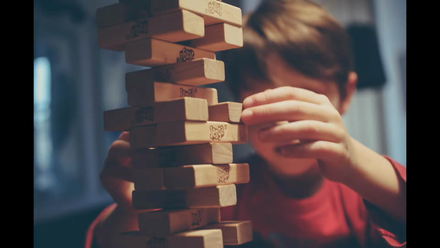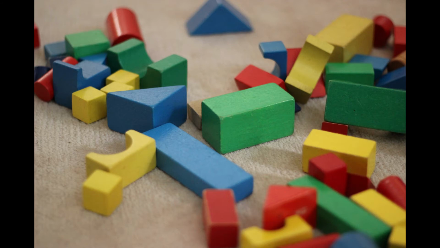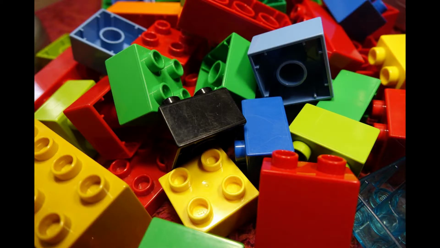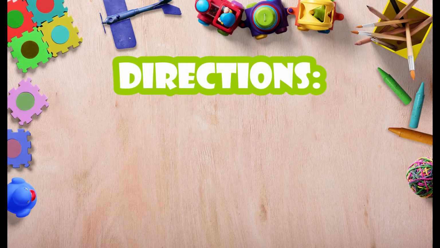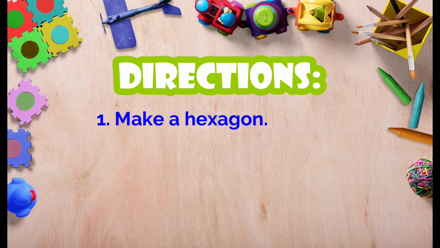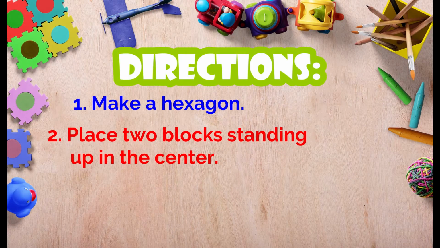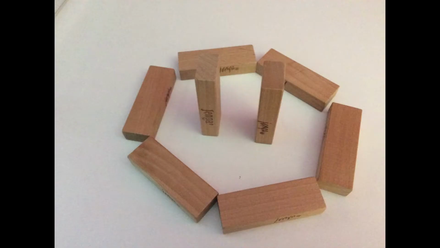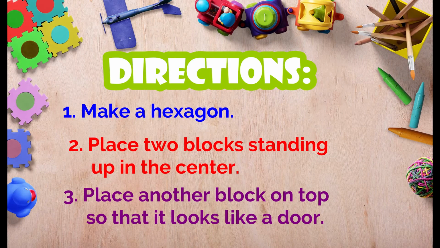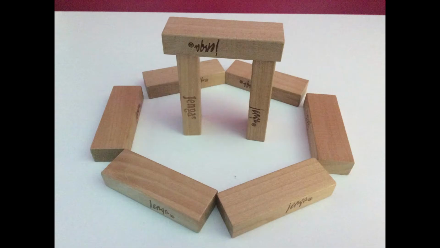Jenga blocks work great, but you can use wood blocks, Legos, or even Lincoln logs. Come up with some crazy set of directions based on which material you have chosen. For instance, make a hexagon, a six-sided shape, and then place 2 blocks standing up in the center. Then place another block on the top of them so that it looks like a door frame.